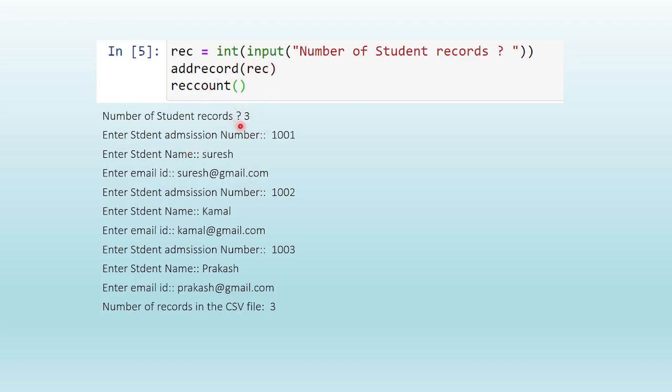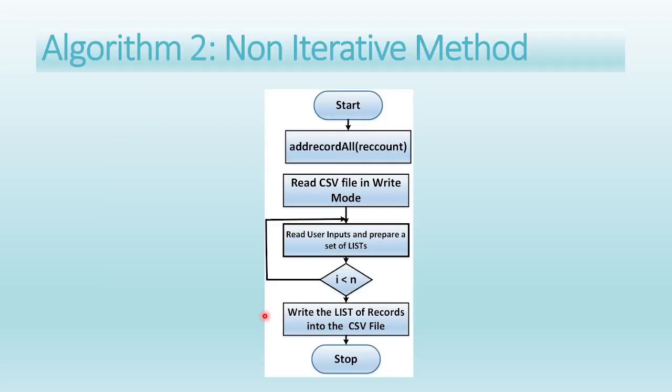Read the number of records, enter the number of records and display it on the screen. Now consider the non-iterative algorithm. For this, first you read the CSV file in write mode, then read all the records and make a list of lists. When this is over, write down all the records in one go in the CSV file.